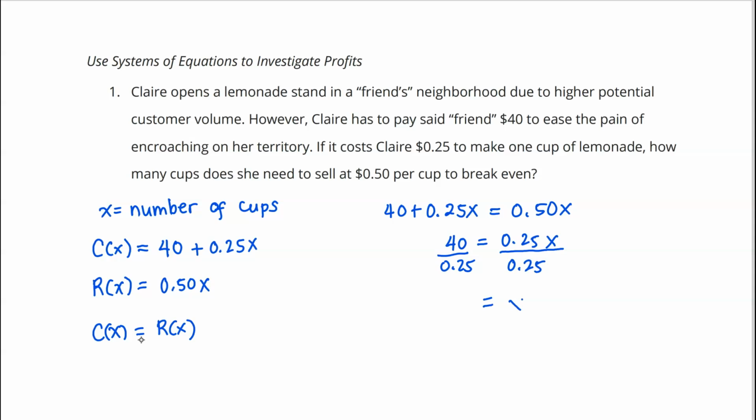And that is equal to 160. This means that Claire needs to sell 160 cups of lemonade to break even.